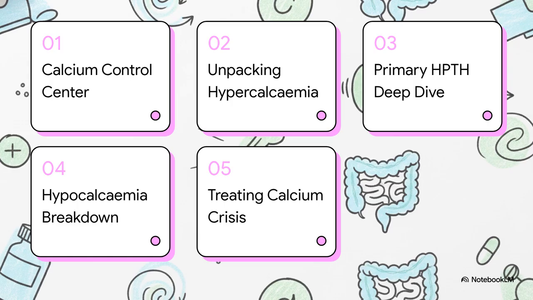Real quick, here is our syllabus for today. Number 1, the Calcium Control Center. 2, unpacking hypercalcemia. 3, a primary HPTH deep dive. 4, the hypocalcemia breakdown. And finally, number 5, treating the calcium crisis.